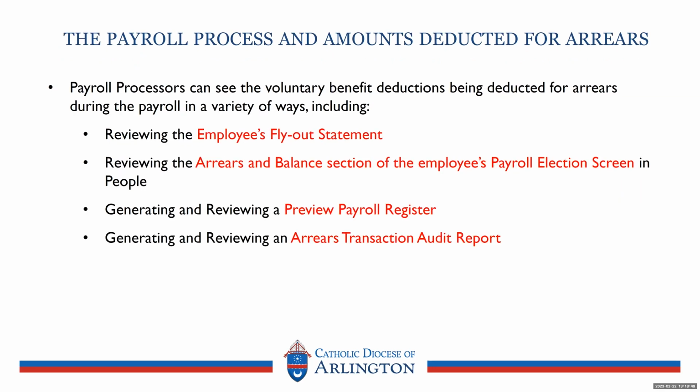Processors can see voluntary benefit deductions being deducted for arrears during the payroll process by reviewing the employee flyout statement, reviewing the arrears and balances section of the employee's payroll election screen in People, and by generating and reviewing the preview payroll register and the arrears transactions report.